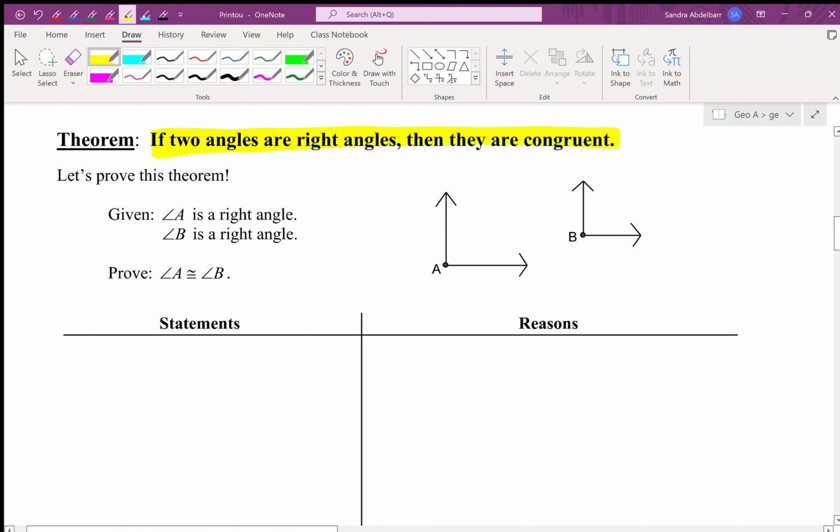If two angles are right angles, then they are congruent. Well, what does it mean for two angles to be congruent? By definition, what do we know? Two angles are congruent if what, Adam? They have the same angle measurement. Good, they have the same measure.